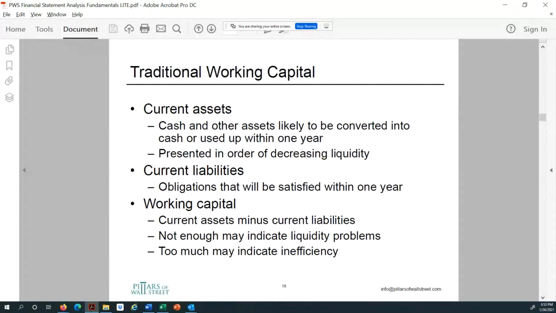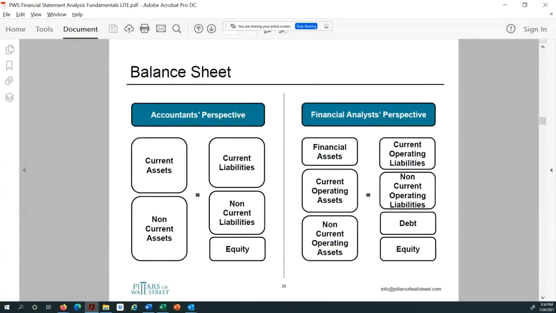Again, working capital, just at a high level, if you've taken an accounting class, you've seen that definition in school, for example. You see the definition of working capital as current assets minus current liabilities. Well, we care about something a little different than that. What do we care about? Something called operating working capital, and that's where we're headed.